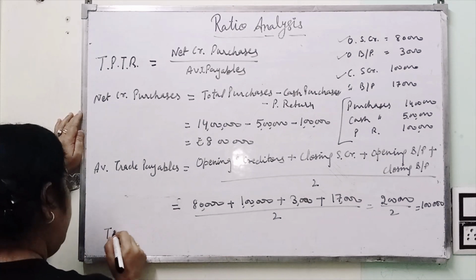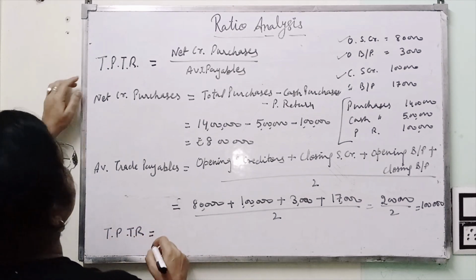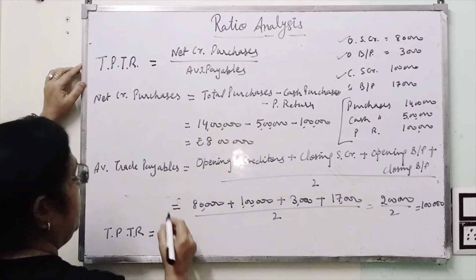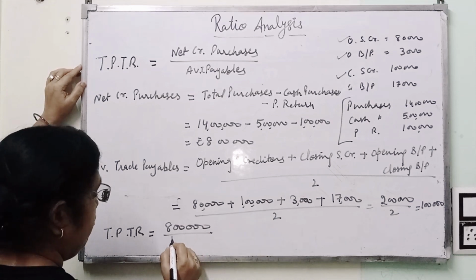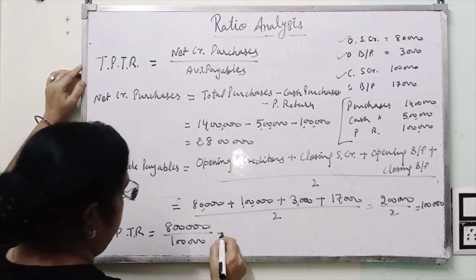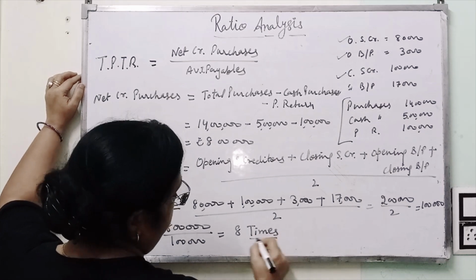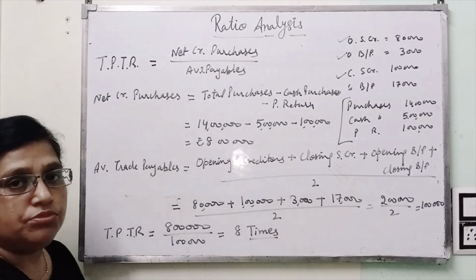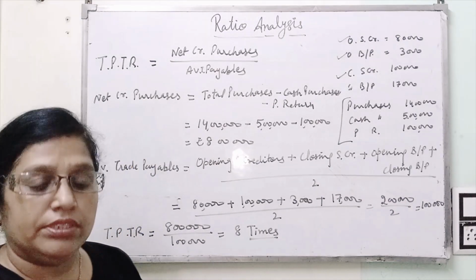Therefore, TPTR, trade payables turnover ratio, is equal to credit purchases 8 lakh divided by 1 lakh average payables. It comes to 8 times. All the activity ratios are expressed in terms of times, and a higher ratio shows the efficiency of the business.